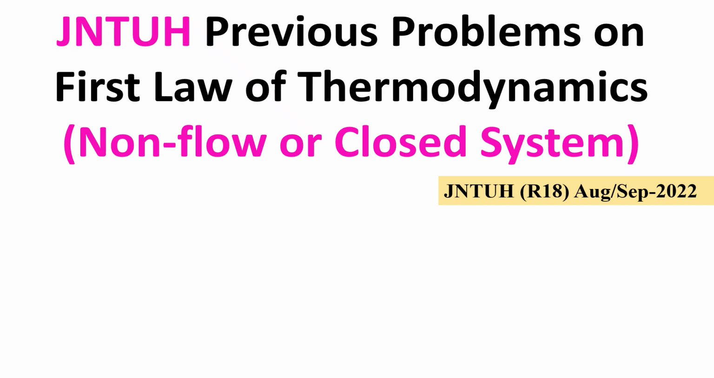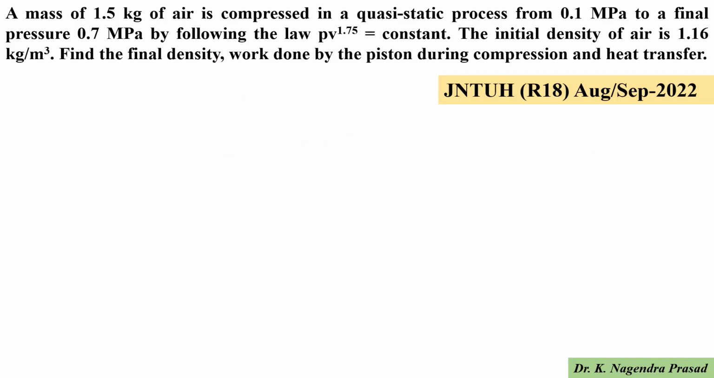Next, I will go for another problem. Let's see the problem. A mass of 1.5 kg of air is compressed in a quasi-static process from 0.1 megapascal to a final pressure of 0.7 megapascal, following the law PV to the power 1.75 equal to a constant. The initial density of air is 1.16 kg per meter cube. Find the final density, the work done by the piston during compression, and the heat transfer.